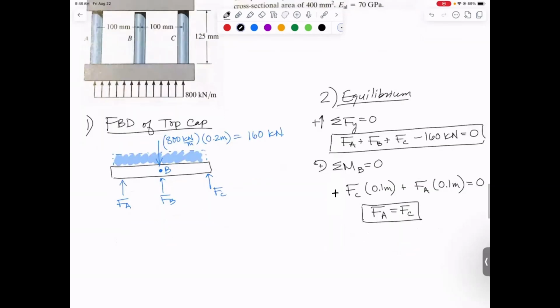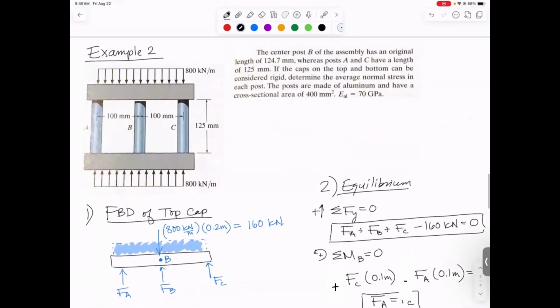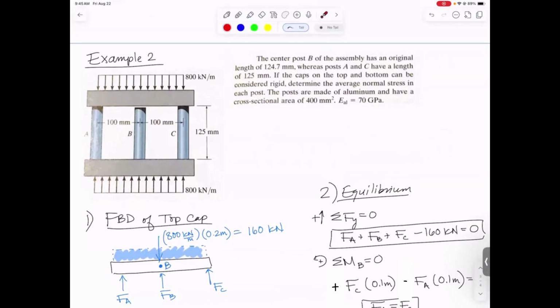So that's helpful. We've got 2 equations, but 3 unknowns, so we can't solve it yet. So we're going to need to do our next step, which is compatibility. And since this is completely symmetric, there's no reason that this cap would tilt. I think it's just going to move straight down. So the new deformed shape would be right here.